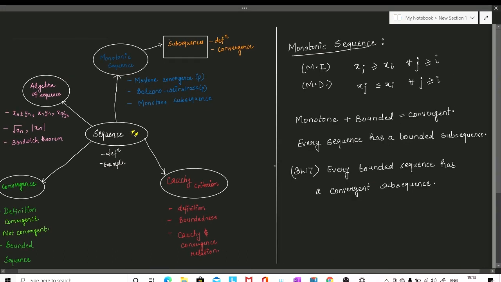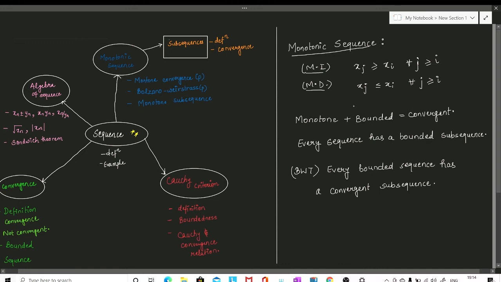Now I come on to a very important subtopic of our topic, sequences. So we are studying monotonic sequences. Monotonic sequences have two types: monotonic increasing sequence and monotonic decreasing sequence. What is a monotonic increasing sequence? That xj is greater than xi for all j greater than i. What does that mean? Your terms are increasing as they are moving forward, and monotonic decreasing means your terms are in decreasing order.